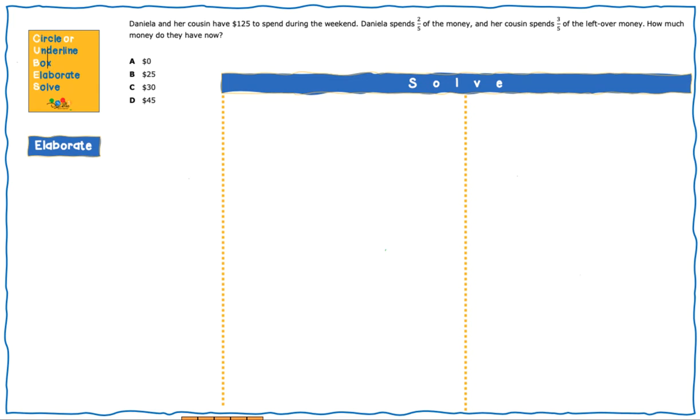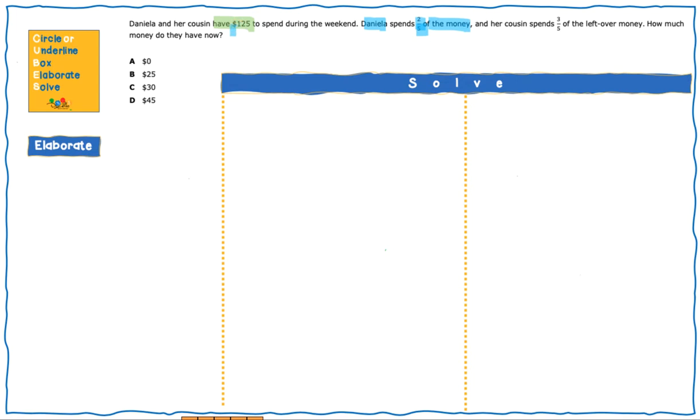Okay guys, so what we're gonna do, we're gonna get started with circling or underlining important information. In the first sentence, Daniela and her cousin have, so I'm gonna highlight this, $125 that they're gonna spend during the weekend. Then Daniela spends 2/5 of the money. Of what money? The 125, of course.